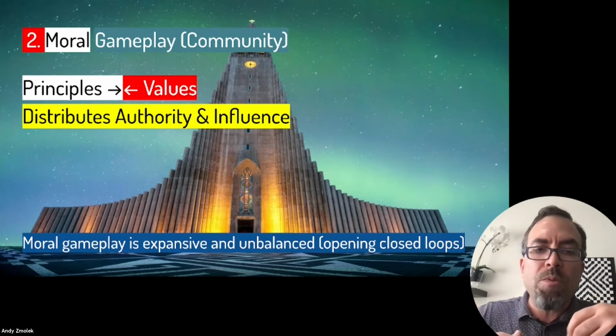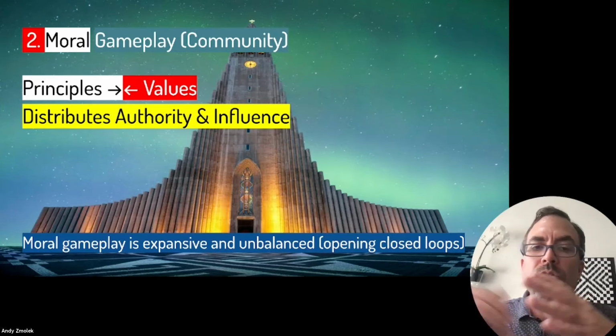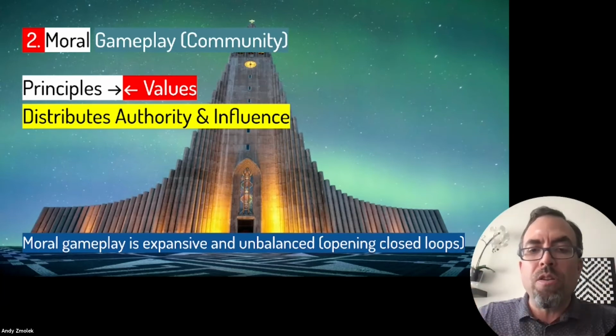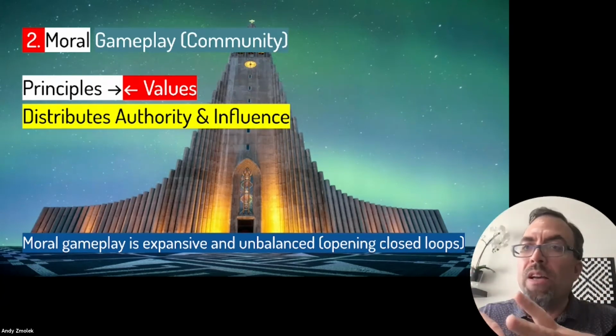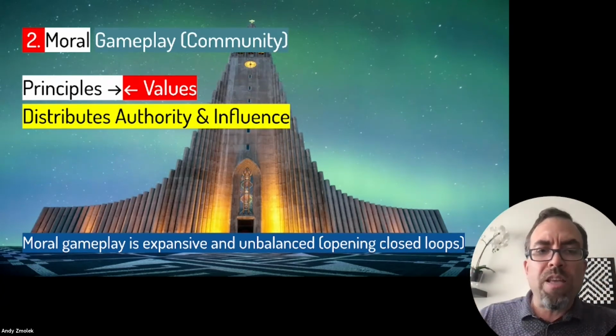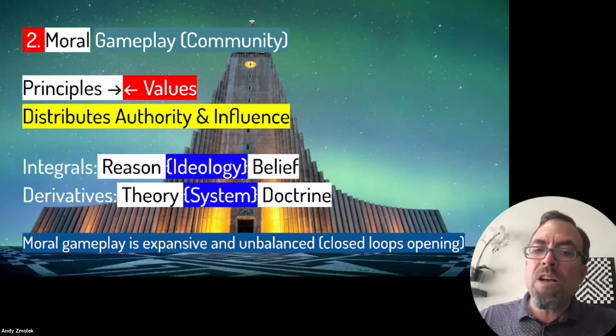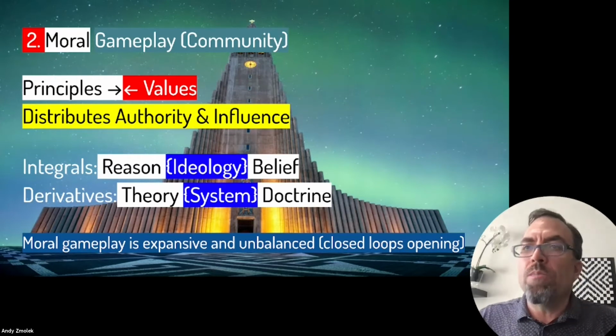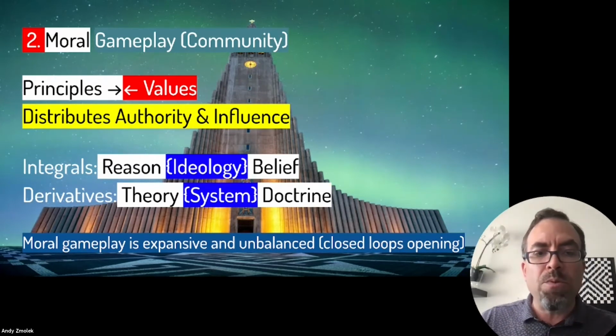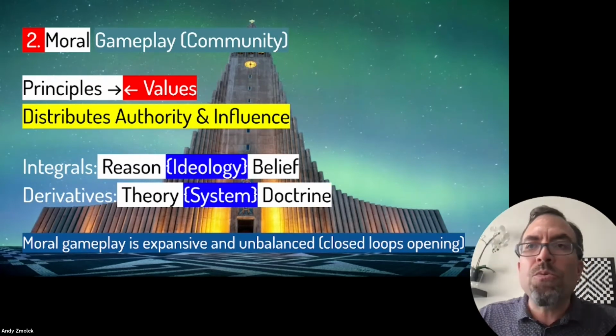And what's being distributed? Well, authority is being distributed, right? That there's only so much of it. And influence, right? Just like energy, you can have a lot of influence being distributed, you can have just a little bit, but that's what gets distributed at this loop. Well, what's the smallest possible value? Let's call it a belief. What's the smallest possible principle? It's a reason. This loop leads to ideology, right?